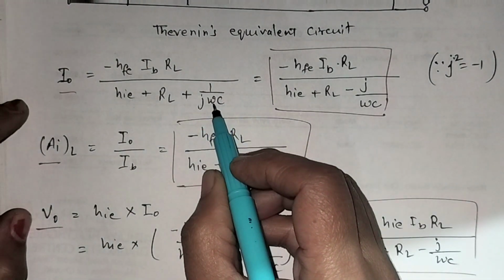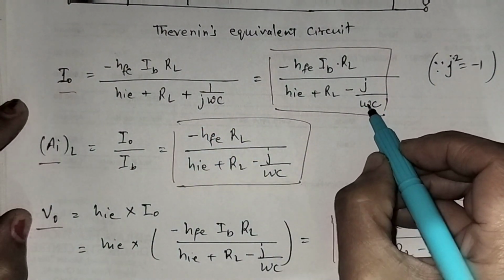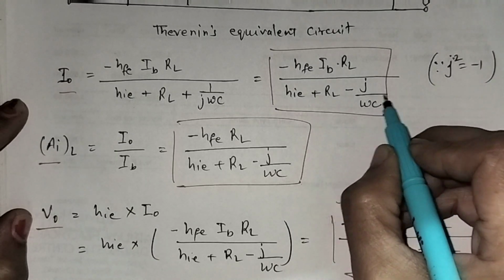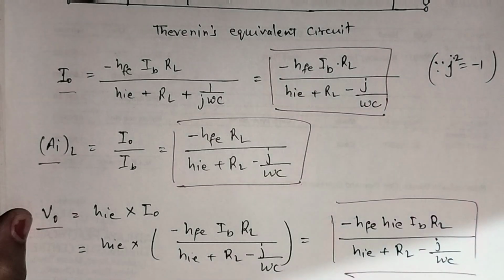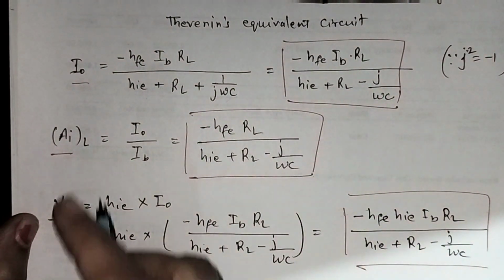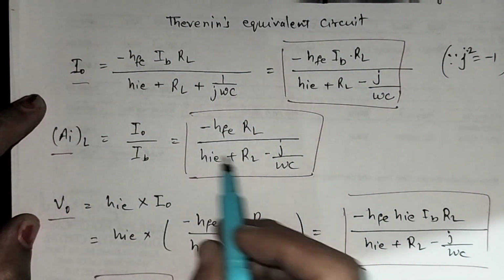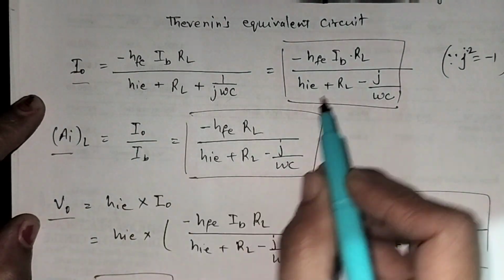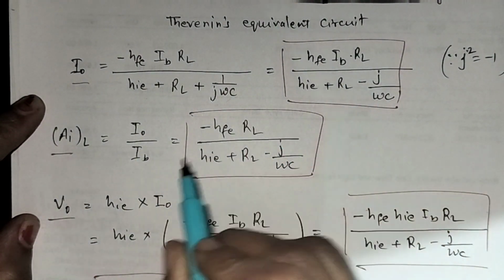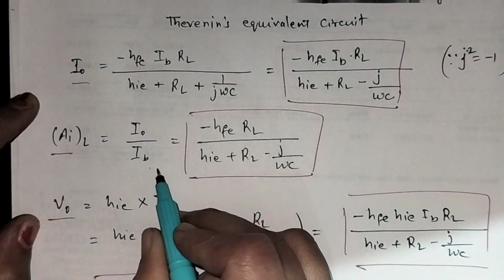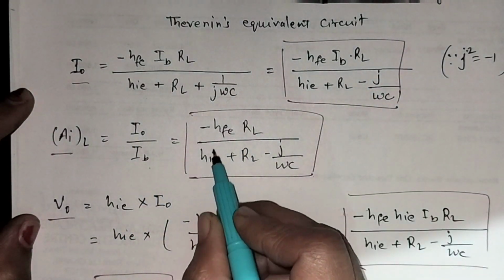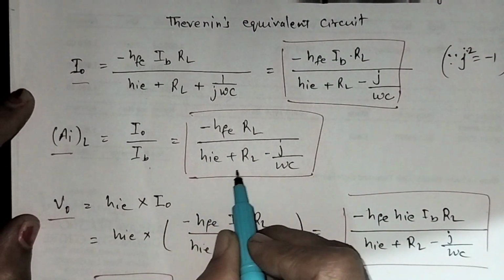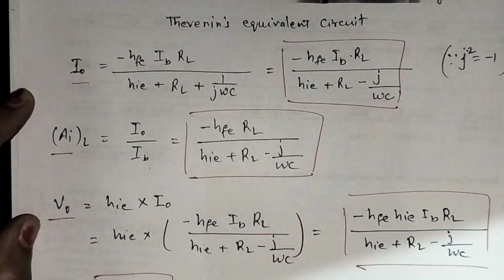We will rationalize this term with j. So the expression will be this one. As j square equals minus 1, here it will be minus. Now we will find the current gain. This is output current upon input current. So we will put the value of this output current here, and IB here. So IB will be cancelled out and the expression will be minus HFE RL upon HIE plus RL minus j upon omega c.